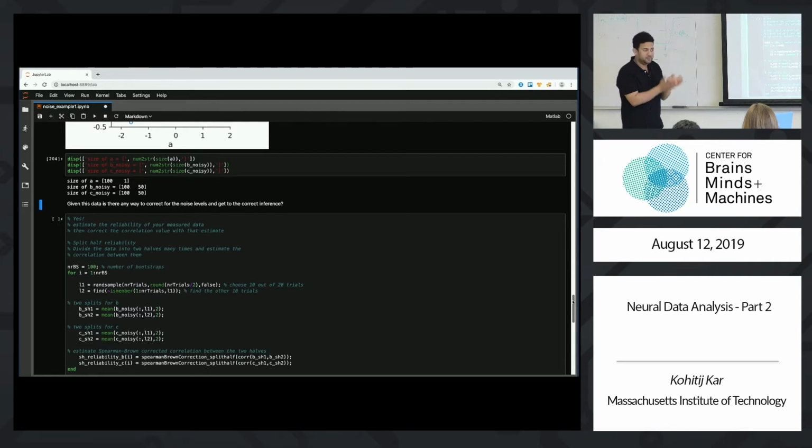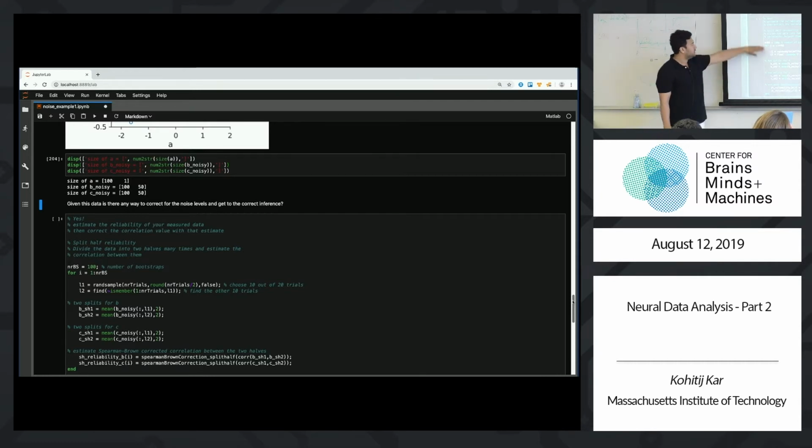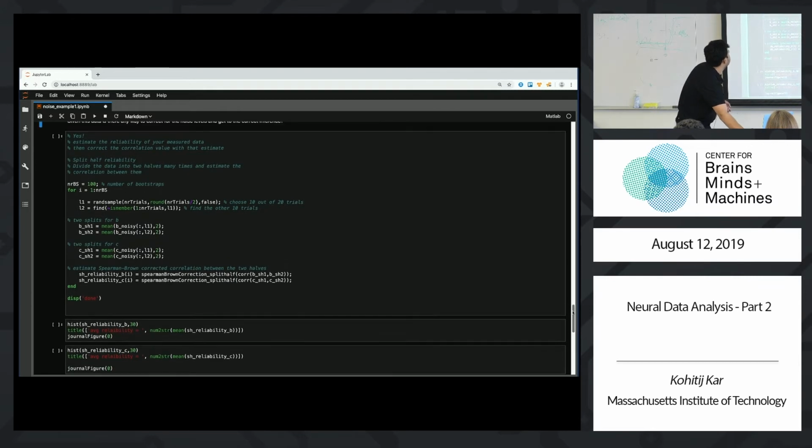Okay? So now I need some way to do an analysis such that the inference ends up being correct: that B is more correlated with A, and C is not as correlated with A. What we typically do is estimate the split-half reliability across the entire set of data, which basically involves a bunch of bootstraps. I just keep it to 100 for demonstration purposes, but you'd increase this number more.